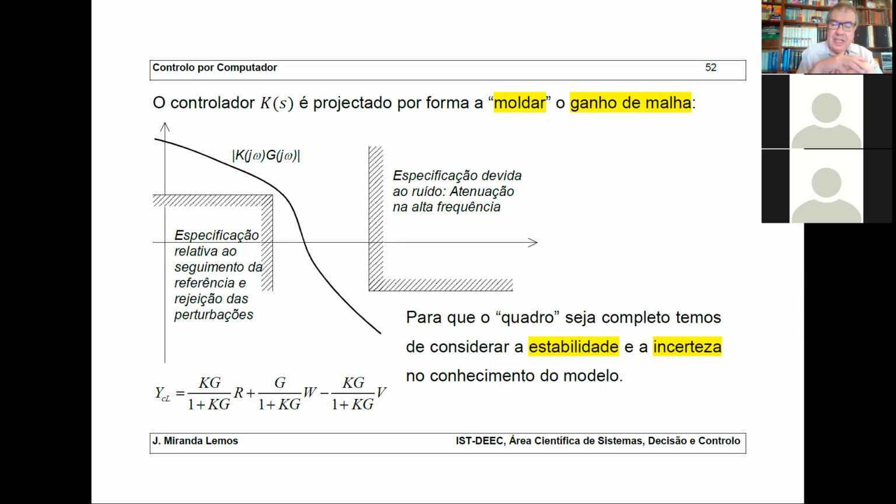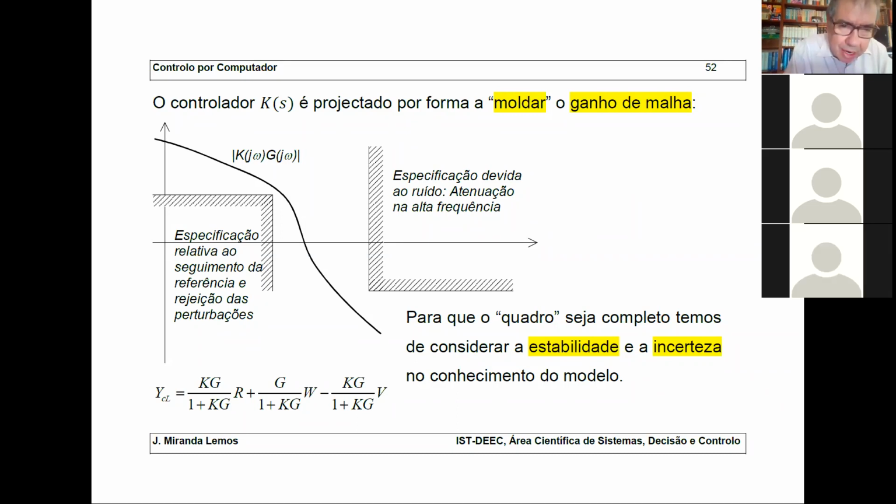For instance, if you have just an integral control, what happens to the loop gain? Se tiverem só controlador integral, if you have just one integral action controller, what happens to the loop gain? What is the frequency response of the integrator? In qualitative terms. What is the transfer function of the integrator? Qual é a função de transferência do integrador?